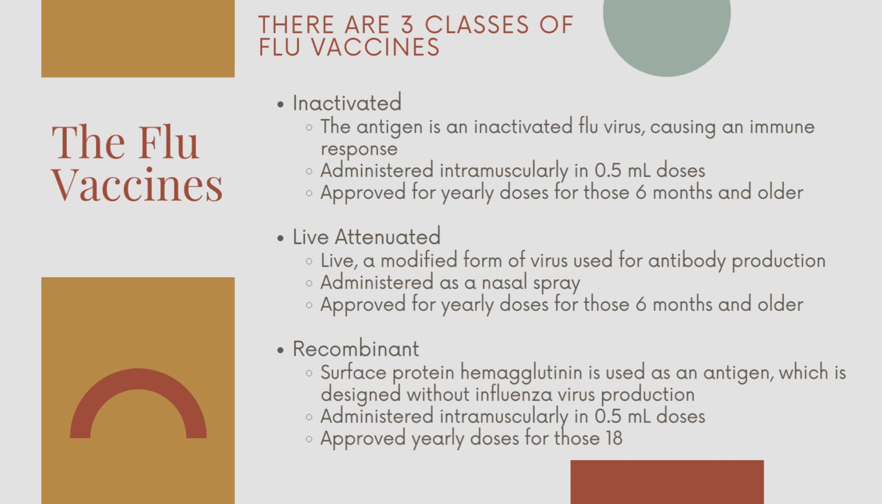The last type of flu vaccine is the recombinant vaccine. This vaccine uses surface protein hemagglutinin as the antigen, which is designed without influenza virus production. It's administered intramuscularly in 0.5 milliliter doses. However, it's approved yearly for only those 18 and up.